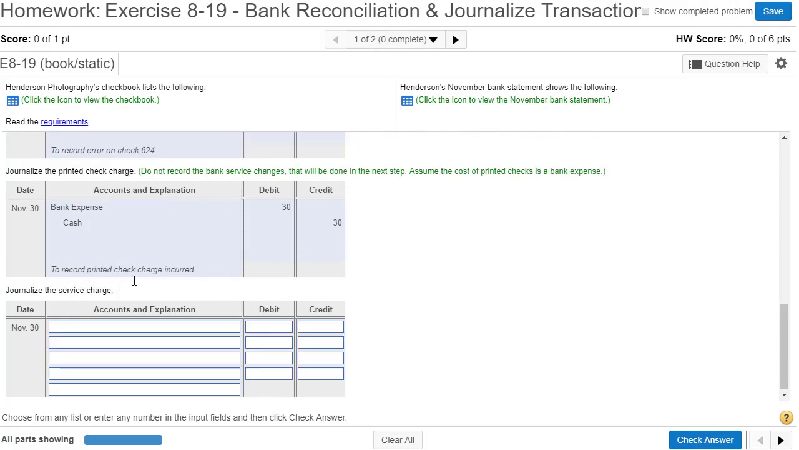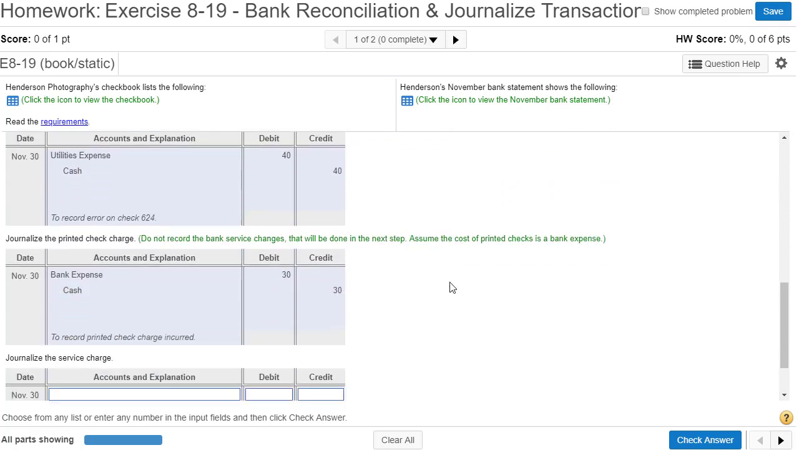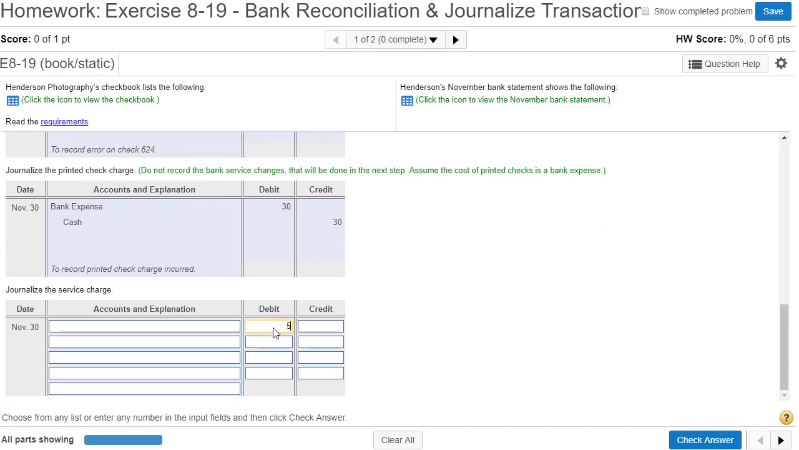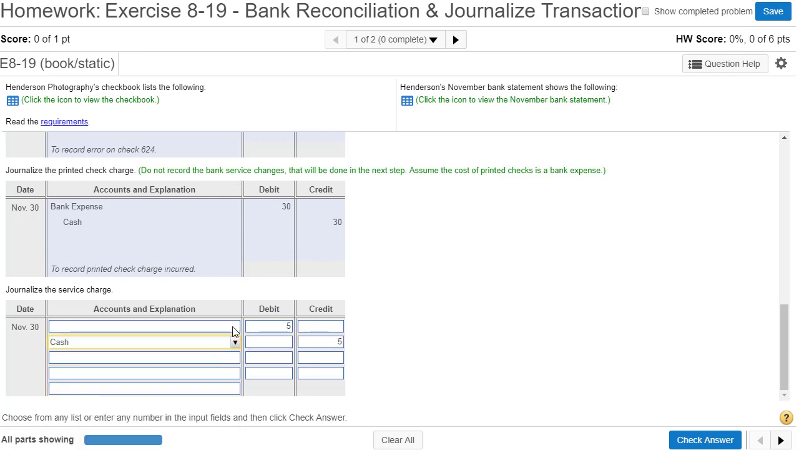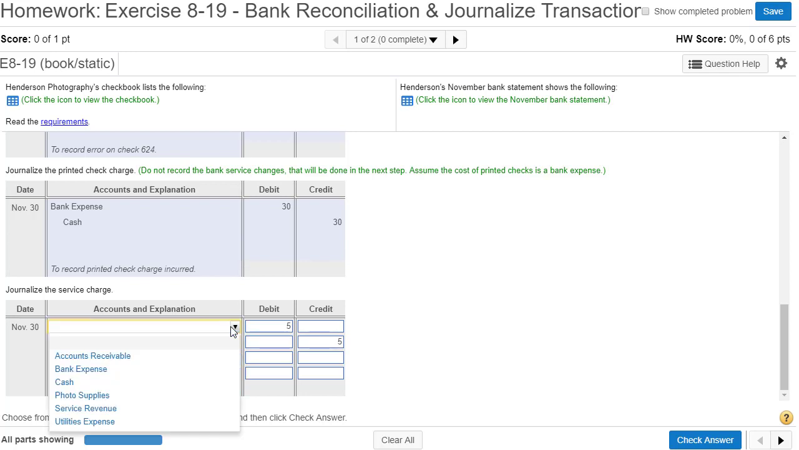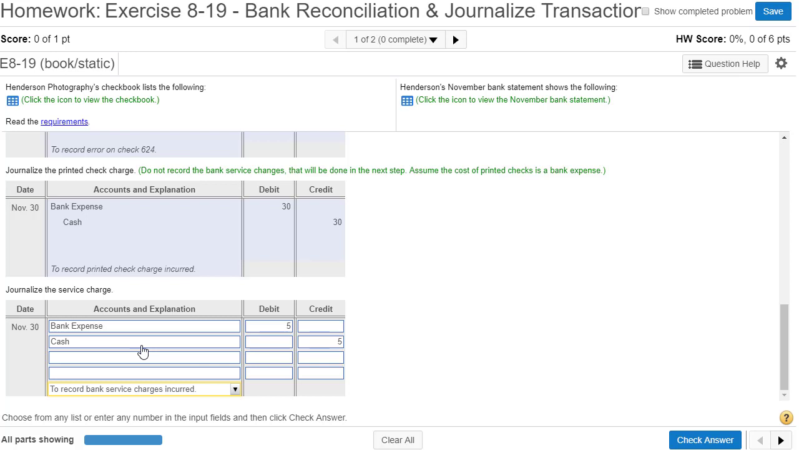And then finally, we're going to journalize the service charge. So that service charge is for $5 right here. So we have to enter a 5 for the debit, 5 for the credit. Cash is going down since we're being charged. So cash is the credit. And the closest thing we've got here is bank expense. To record bank service charges incurred.